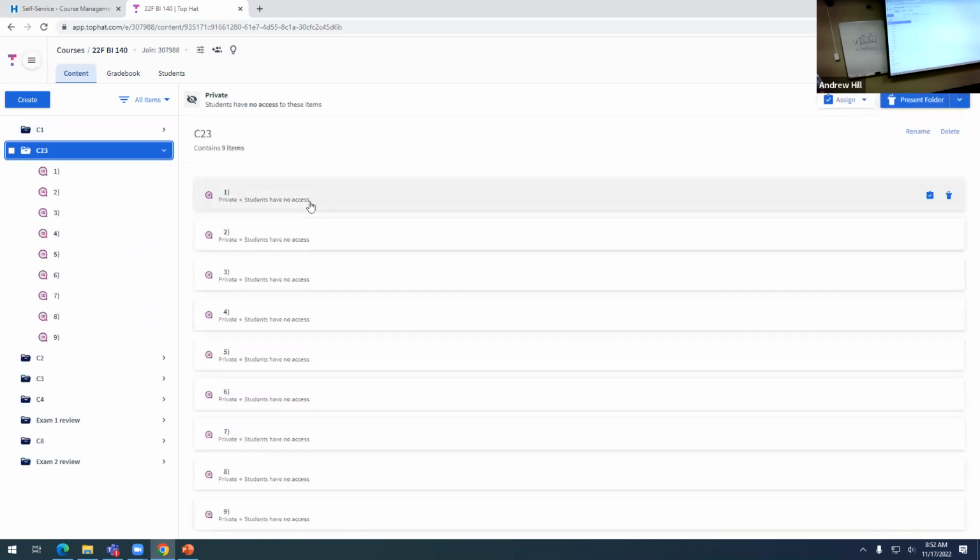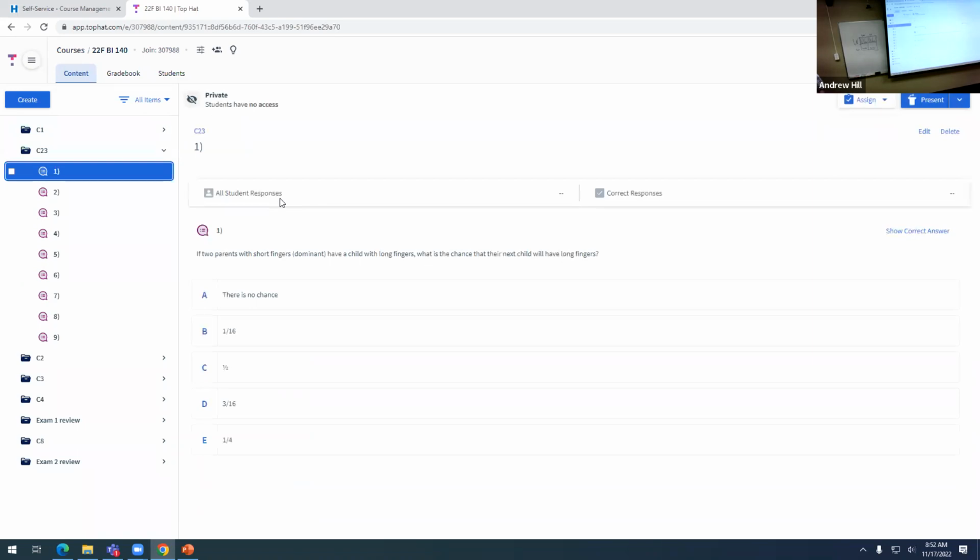So again, this isn't for points or anything, but if you want to, it's kind of fun. You can log in. So the join number here with Top Hat, you can use, I think, either your phone or your computer, is 307988.